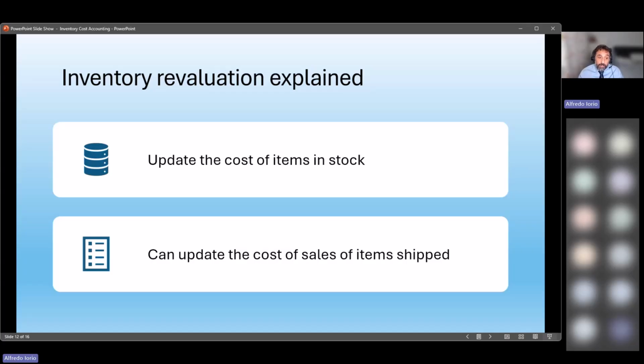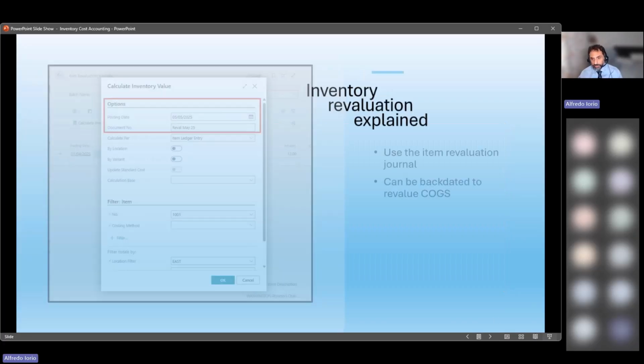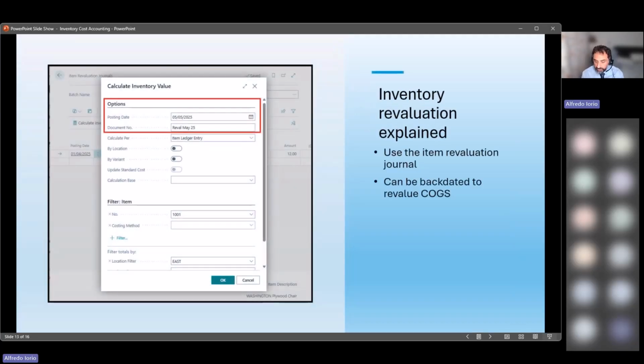But it can also update the cost of sales of items that are already shipped. That does not cover updating the expected against the actuals. That's something that Business Central does anyway, if there is a difference, of course, between expected cost of sales and actuals. But it can update the cost of the items shipped and invoiced if we backdate the inventory revaluation. Again, in the demo, I will show you how it works step by step. So stay with me until the end, because we will actually use Business Central.